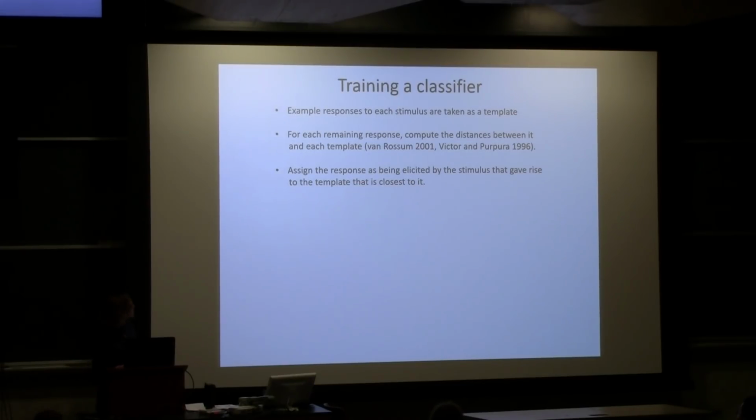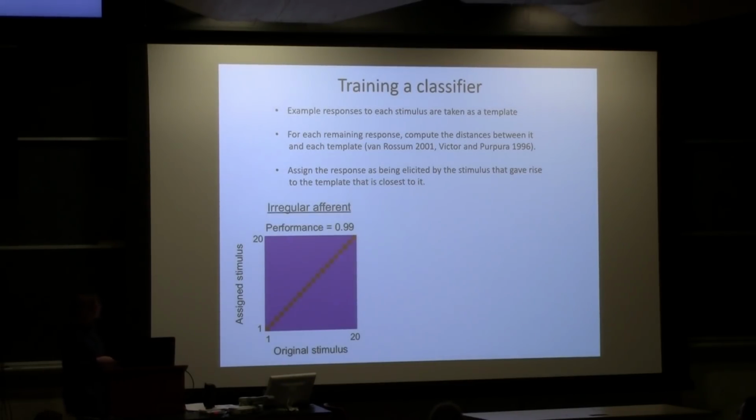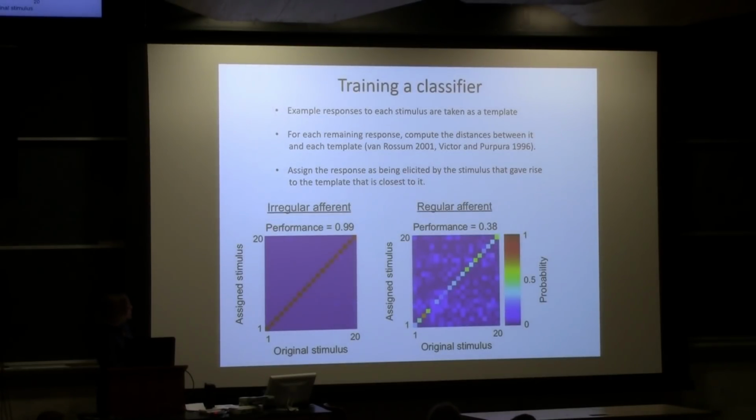Okay, does that make sense? So if you do an irregular afferent, you pretty much have perfect performance. These neurons are really good at this. And so here's your classifier. A diagonal line is basically perfect performance, original stimulus versus assigned stimulus. You have pretty much perfect performance for irregular afferents. Whereas for regular afferents, you end up with a performance here on average about 0.38. And you're much less likely to have the ability to nail with 100% probability the correct assigned stimulus based on these sorts of metrics.